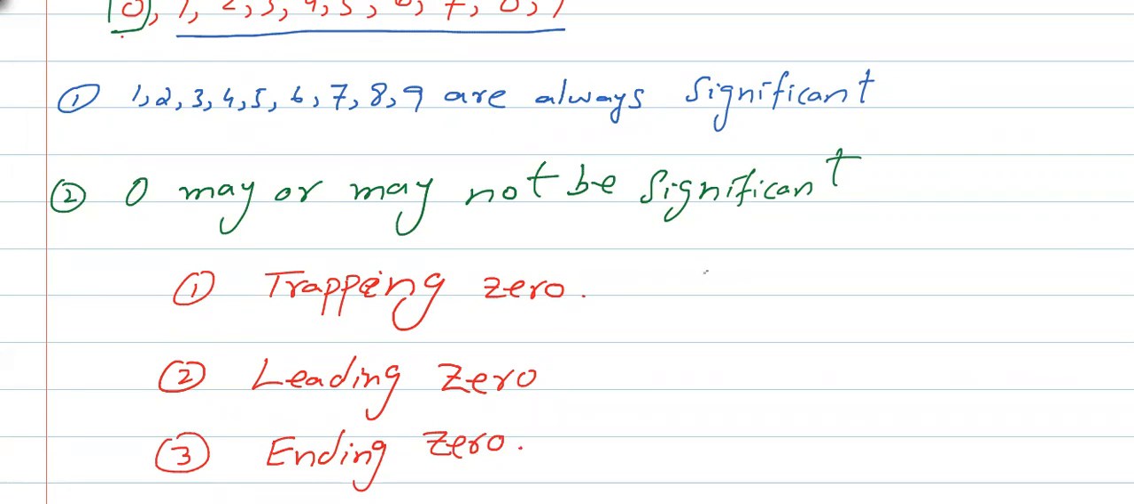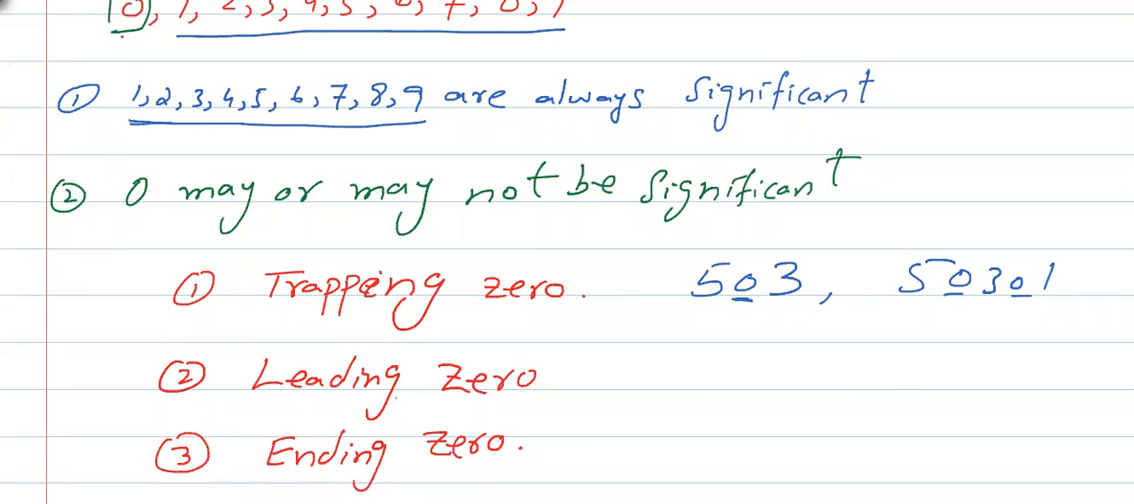Let's suppose I'm writing 503. In 503, you can see 0 is coming between 2 digits. If a 0 is between any two of these digits, we will call it a trapping zero. Here I will say 0 is trapping between the two digits. In this example, this 0 is trapping because it is between two significant digits. So I will say it is a trapping zero.